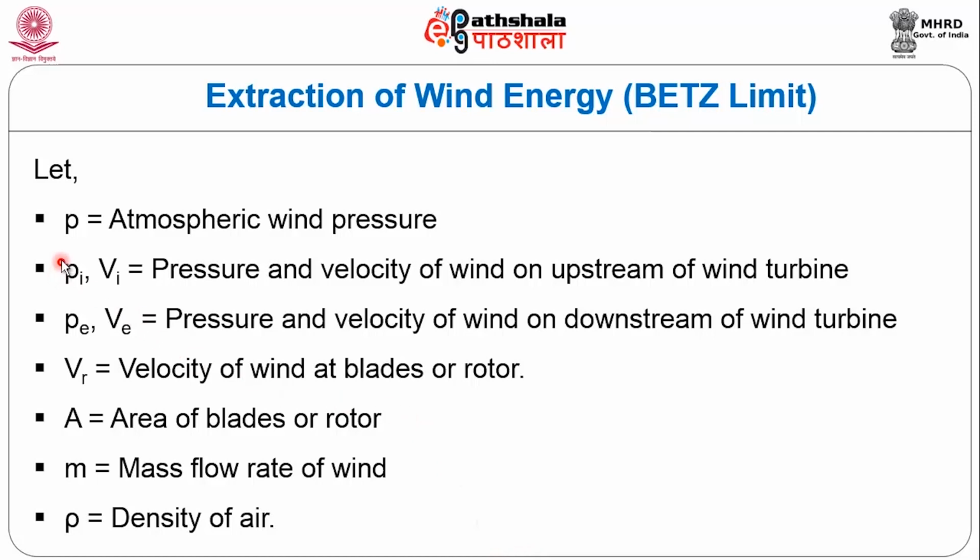profile. P, that is atmospheric wind pressure; P suffix I and V suffix I, pressure and velocity of wind upstream of the wind turbine; P suffix E and V suffix E, pressure and velocity of the wind downstream of the wind turbine; V suffix R, velocity of wind at the blades or rotor; A, area of blades or rotor; M, mass flow rate of wind; and rho, the density of the air.